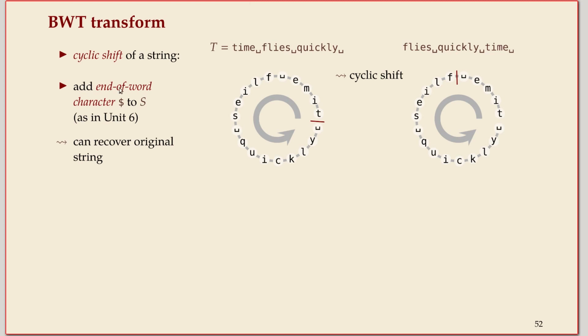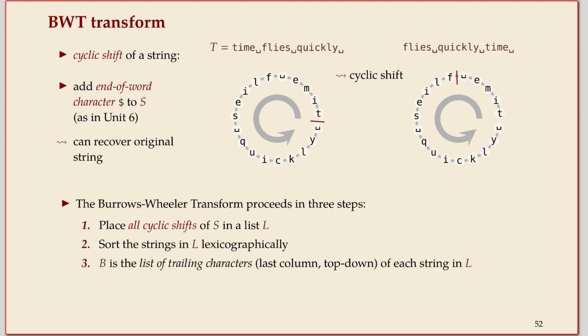If on top of this, before you do this circle, you add an end of word character, like we've had it many, many times before, you can always recover the original string, because the end of word marker obviously marks the cut in the circle for the original string. So you can always go back and forth. You can go to a cyclic shift and go back to the original string.